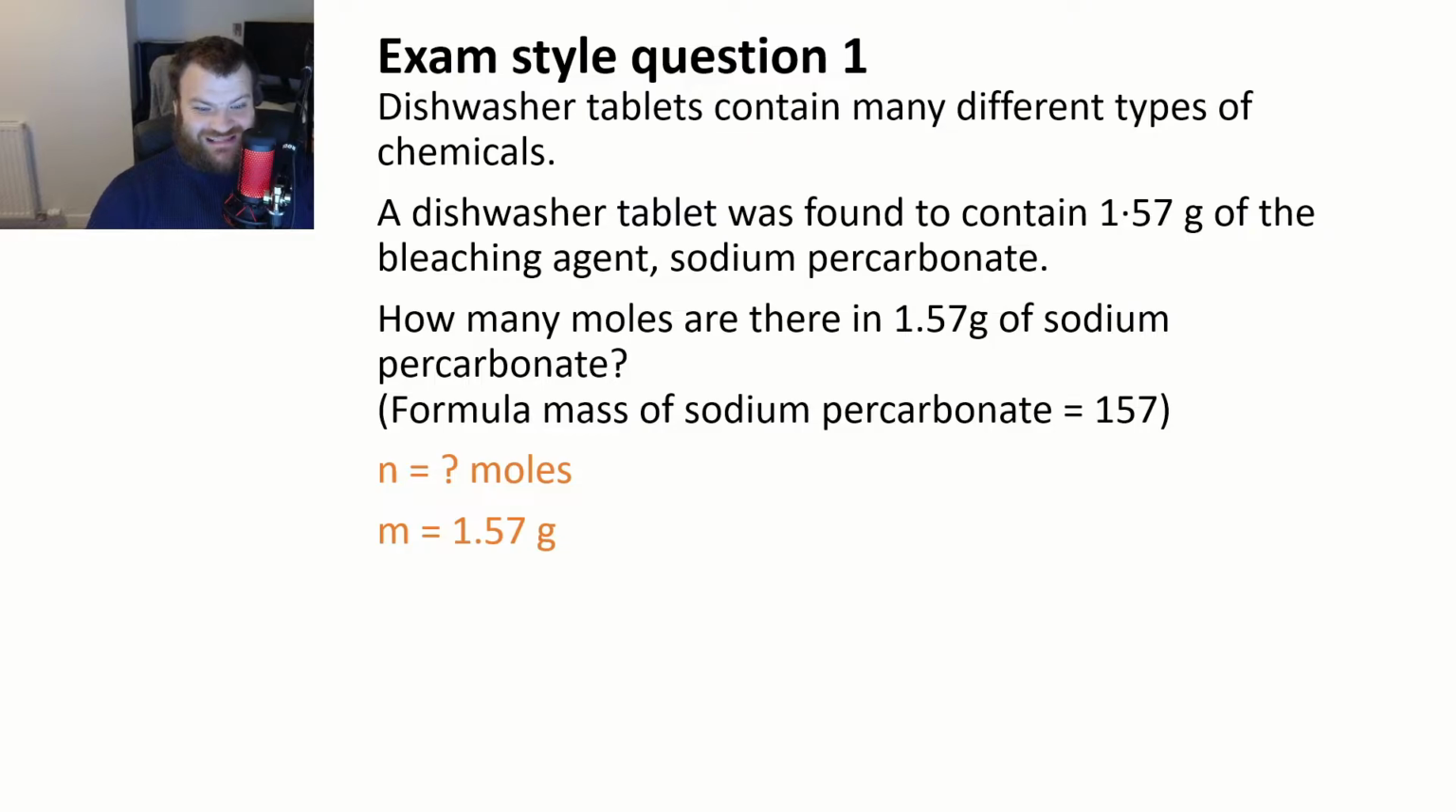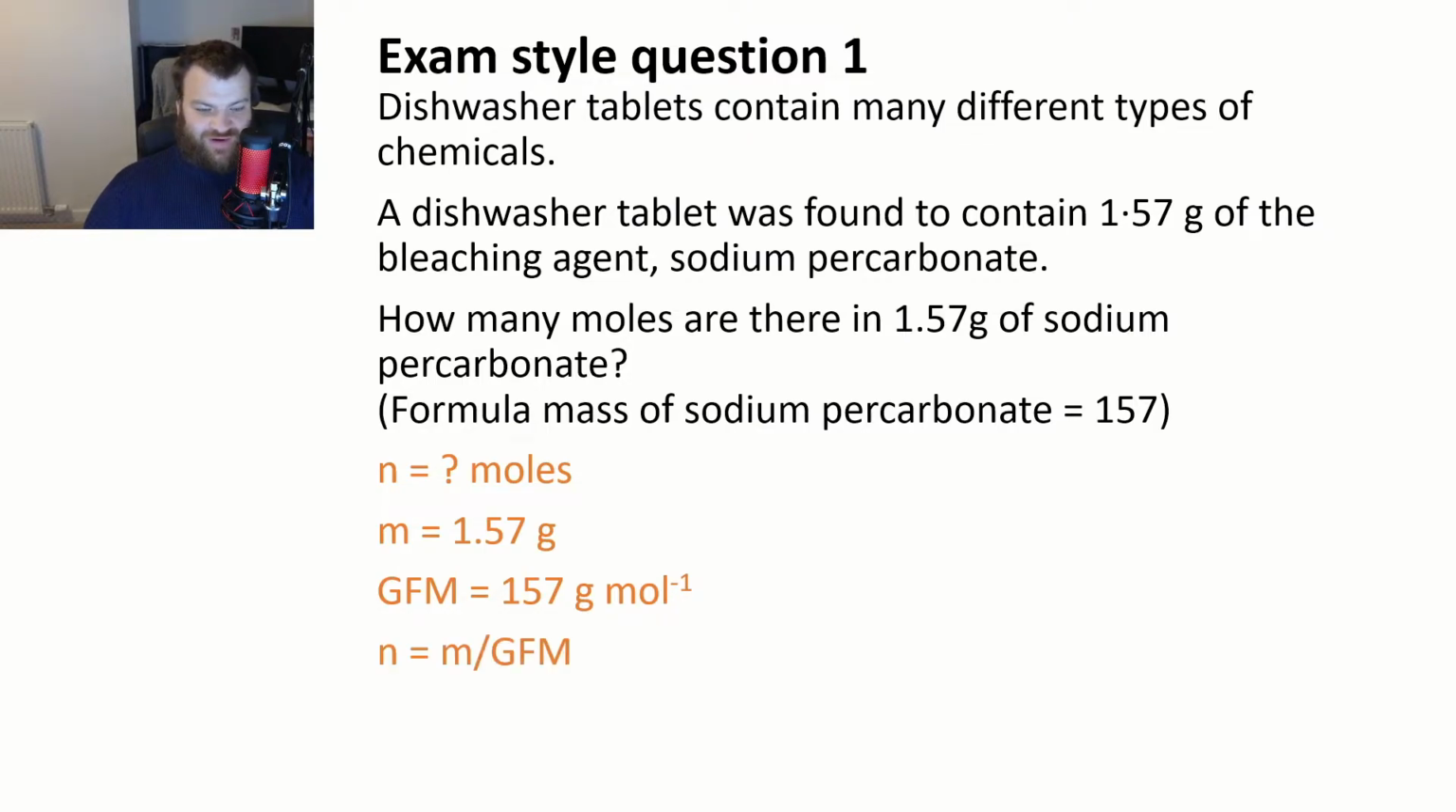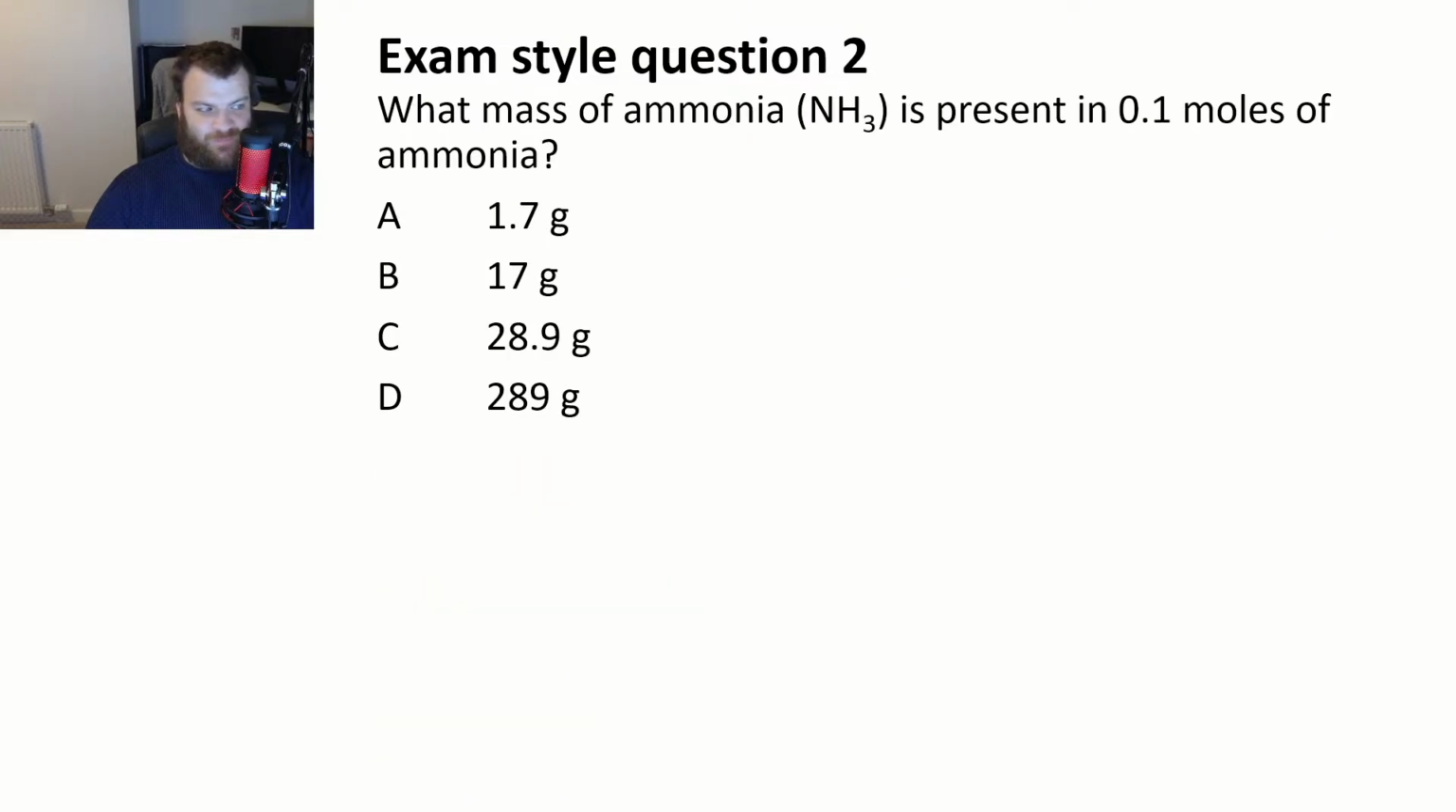The question tells us that the mass is 1.57 grams. We are told that our formula mass is 157. Therefore, n equals m divided by GFM, which is 1.57 divided by 157, which, when you put it in your calculator, gives you 0.01 moles as our answer.